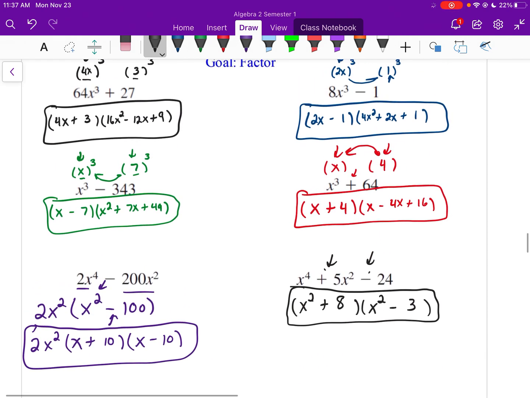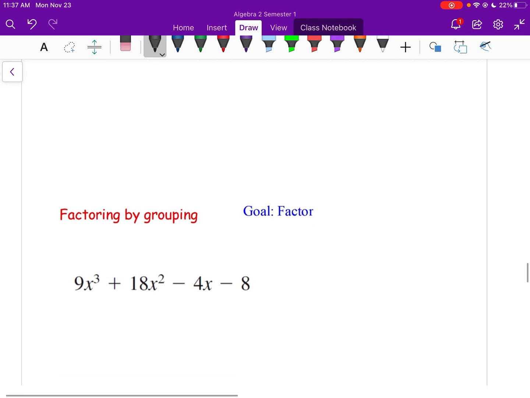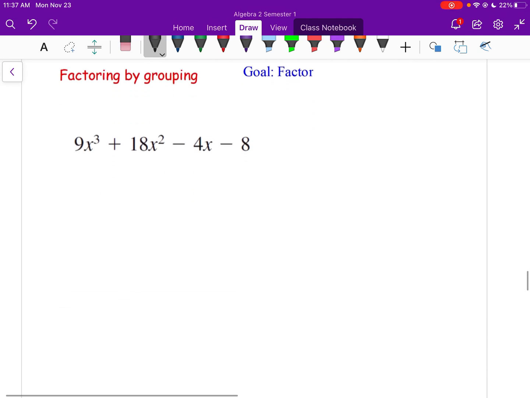All right, so that is factoring other than the difference and sum of cubes, which is factoring we've done already. A new method of factoring is called factor by grouping. Now, the indicator that we use this type of factoring is when we have 4 terms. Okay? In this case, I have 4 terms. When we do this, what we're going to do is look for a common factor with the first 2 terms and the second 2 terms.